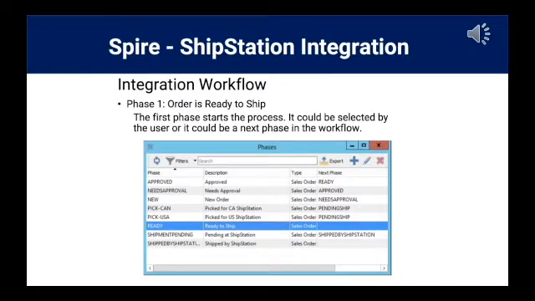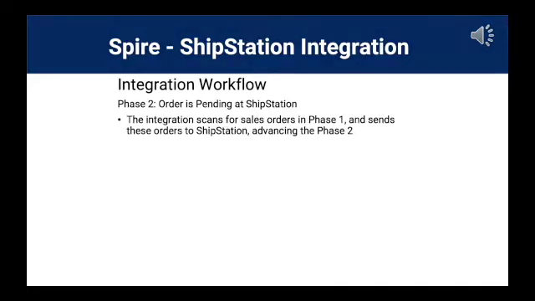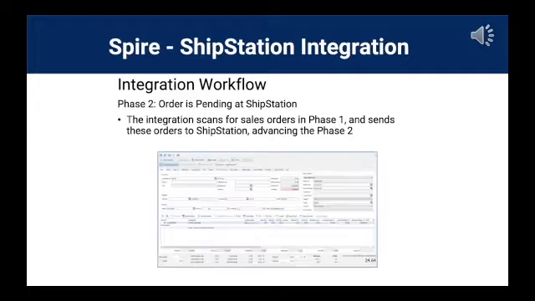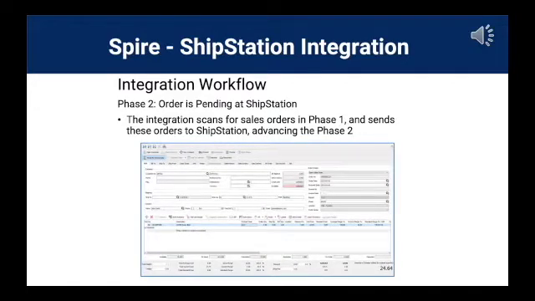The first phase would start our process, and it could be selected by the user, or it could be part of the next automatic workflow phase in Spire. The second phase is where our integration starts its work. It goes in and scans and selects all the orders that have the ready to ship phase indicated, picks those up, and sends them to ShipStation.